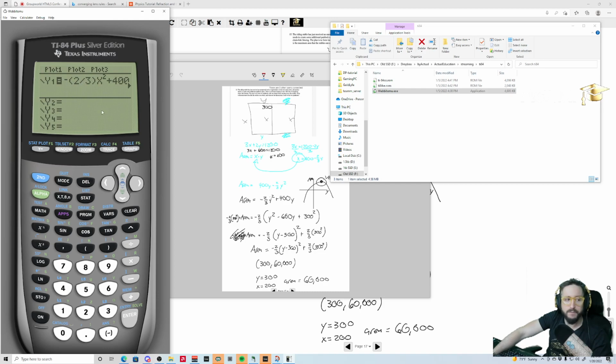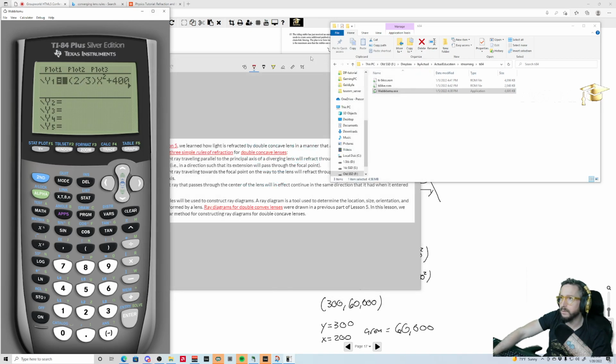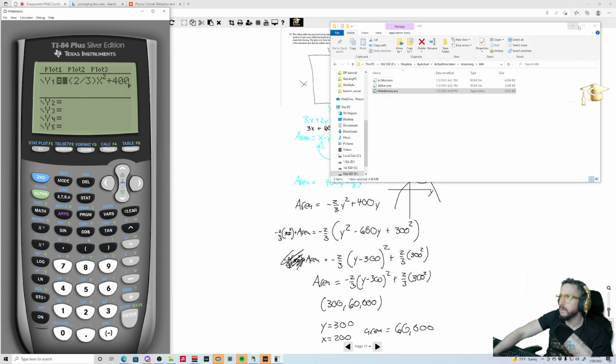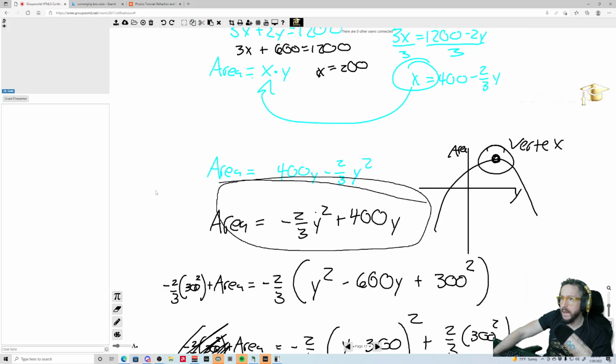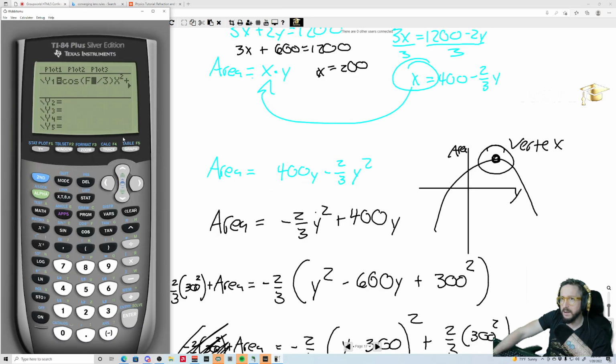So you do it from the graphing. Take one second. Let me close this. You do it from this equation, the equation you had of the area, right? You put that in. I don't know why this is cosine now. But this is easy and free then.